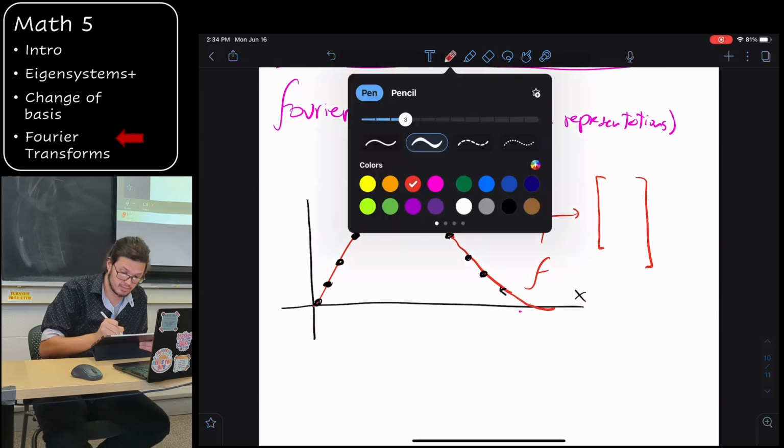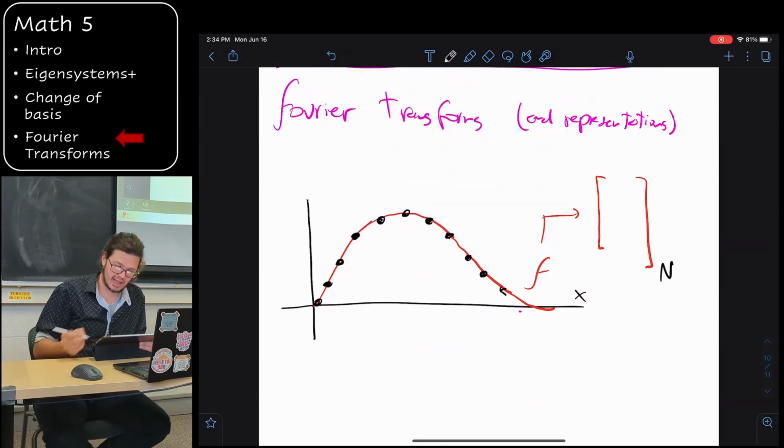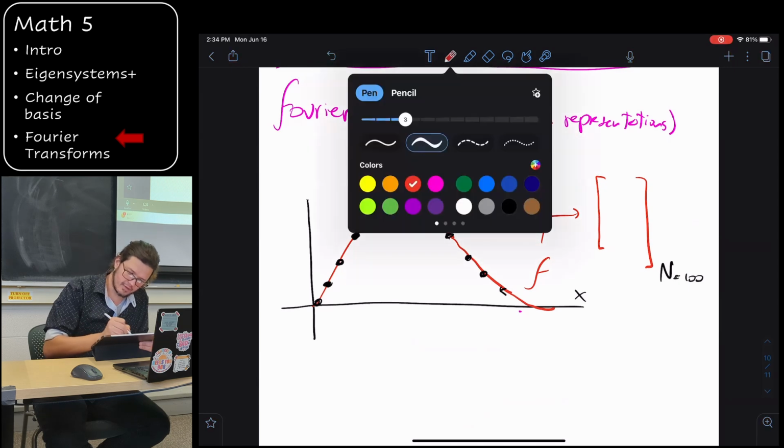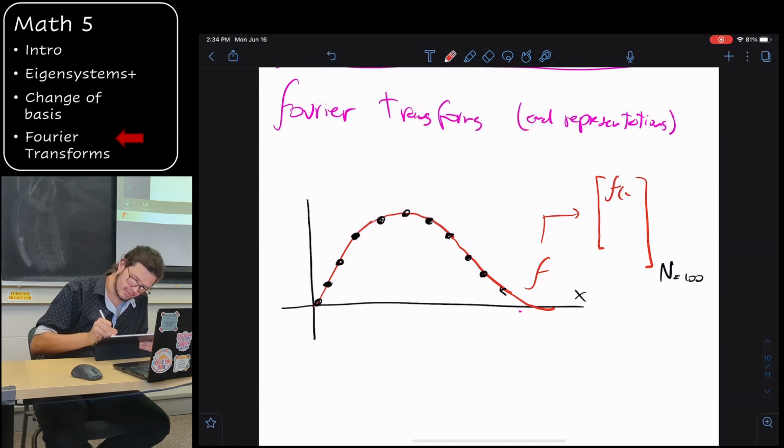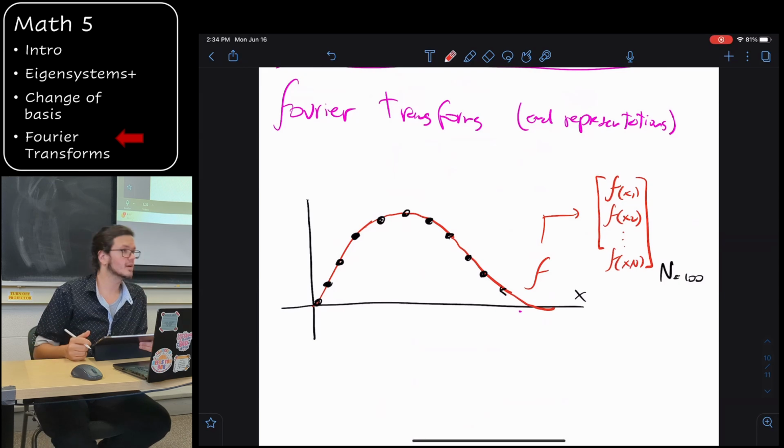The grid might be very big, size n, maybe n is equal to 100 points that you're putting in x between 0 and 1, who knows? But this is basically the value of the function at the first x, the value of the function at the second x, dot, dot, dot, the value of the function at the last x. Is everybody with me?